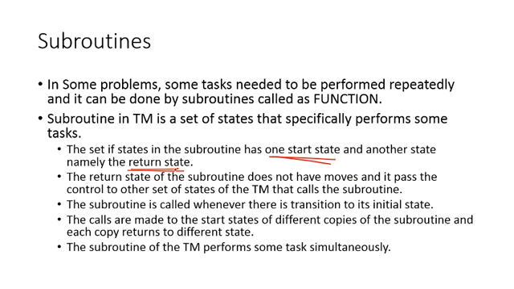Whenever a subroutine is called, the transition is made to the initial state of the subroutine. Whenever the subroutine call is completed, it passes the control back to the calling Turing machine. Each call made to a subroutine handles a different copy of the input. For example, if subroutine 1 calls subroutine 2 with a different input, it will have a different copy for each call. Let us see an example of how subroutines can be used.